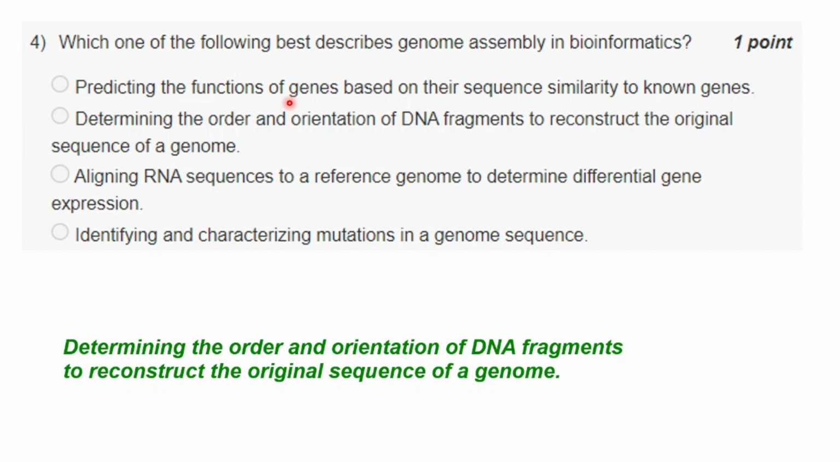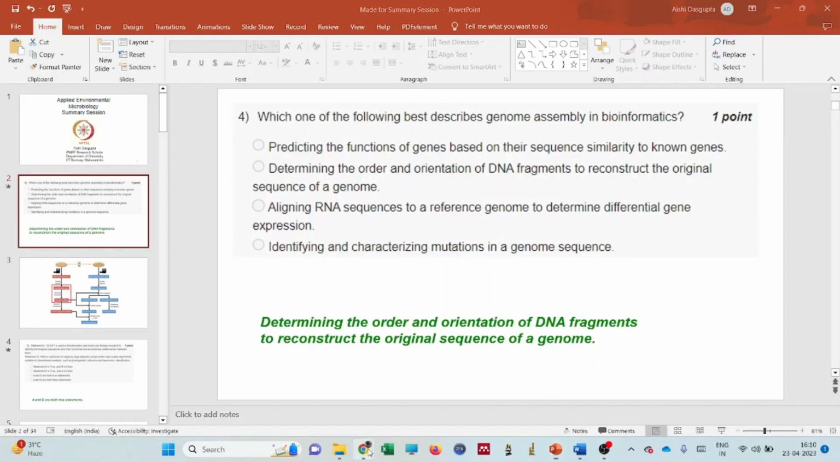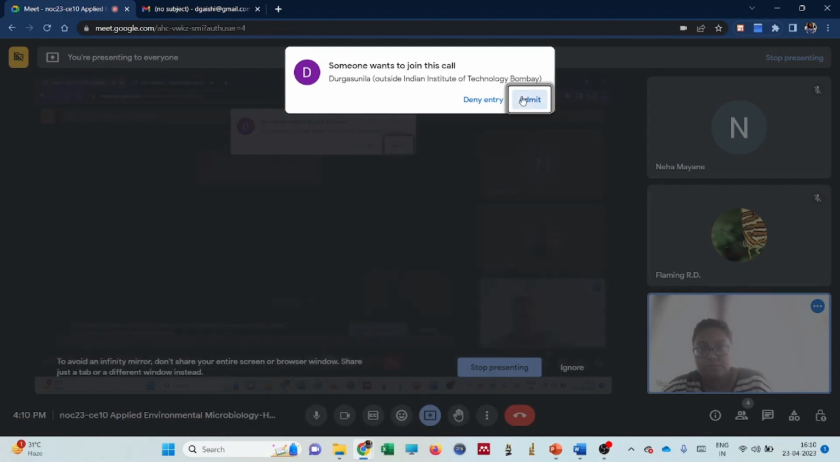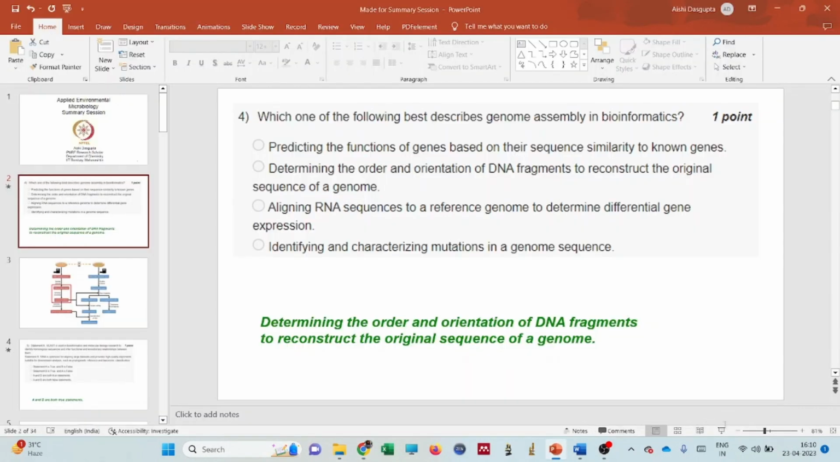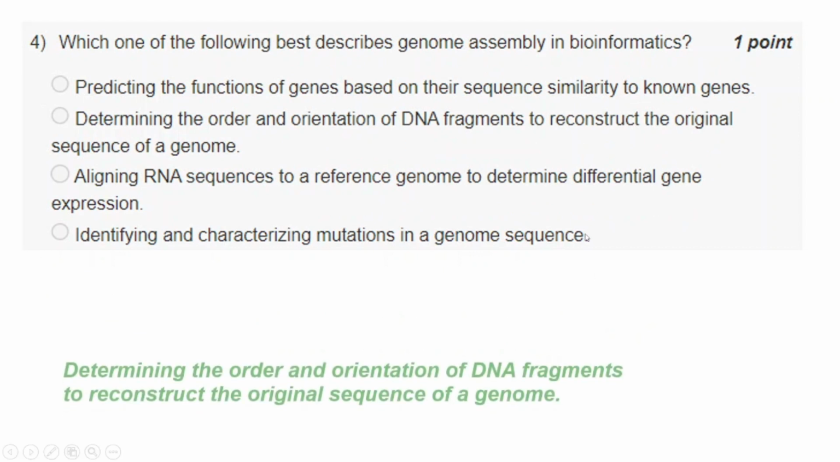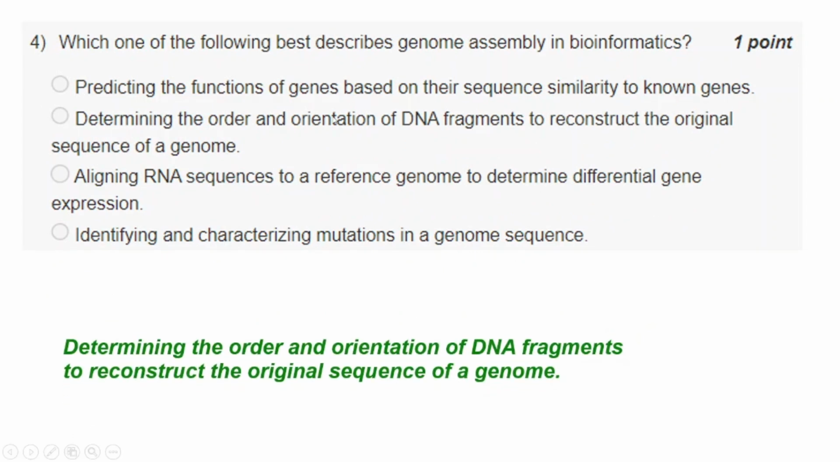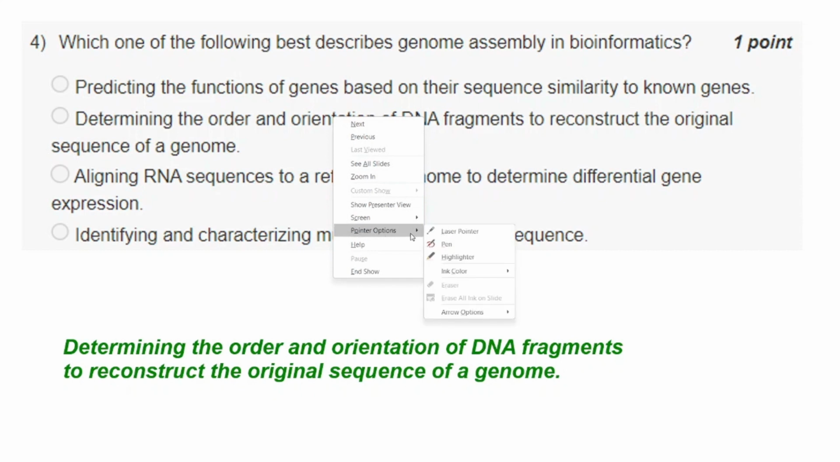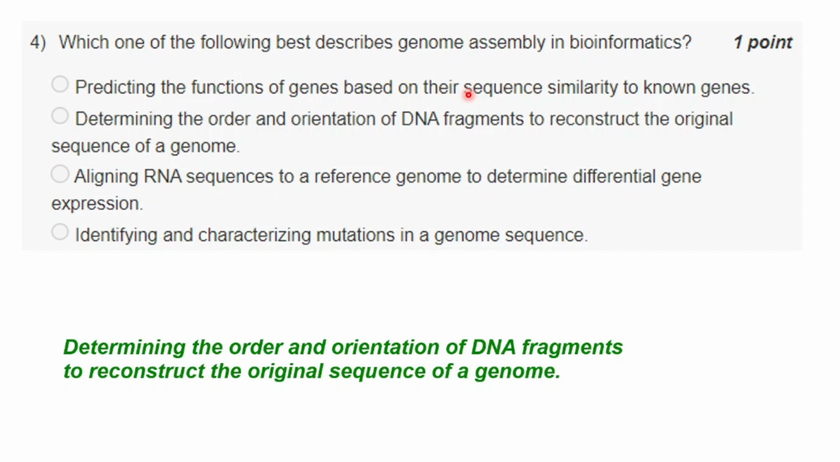However, even with the best genome assembly and annotation methods available, there can be limitations and uncertainties in predicting gene functions solely based on the sequence similarity. So additional experimental studies are often needed to fully understand the functions of genes in an organism. So this first option is not directly accurate. Okay. So the second option, that's the correct option.